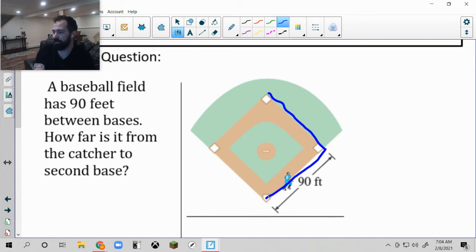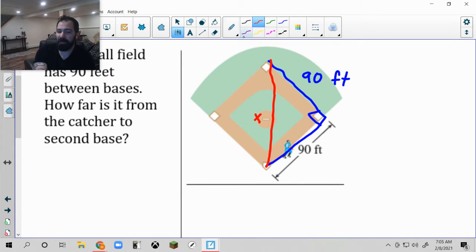So the pitcher just pitched something here, and the catcher's trying to throw out the guy stealing from first to second. We want to know the distance the catcher has to throw from here to here. I know it's not the most perfect triangle, but that would be a right triangle. This is 90 feet. We said this is 90 feet. And we want to know this distance here. So again, we are missing a hypotenuse.